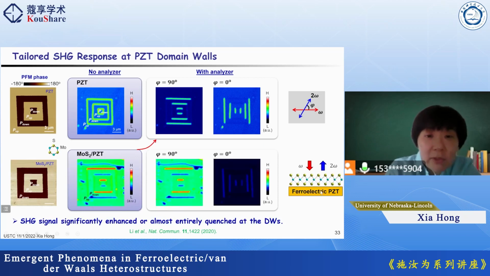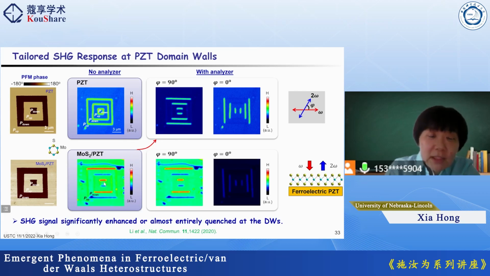So now let's take a closer look at what the PZT domain wall does to the second harmonic generation signal on MoS2. This is what I just showed with bare PZT. Now I have the MoS2 laid on top of it. Without applying an analyzer, I see both horizontal and vertical walls on bare PZT. But when the MoS2 flake is on top, the vertical wall does not show any contrast. Instead, we see the horizontal wall, similar to as if we had an analyzer applied. In other words, MoS2 serves as a top-level analyzer to pick up the SHG signal.